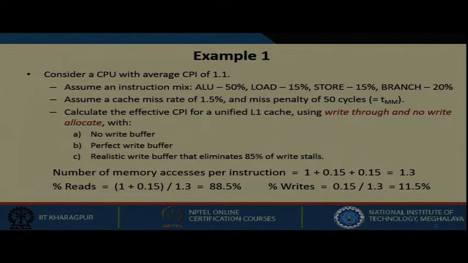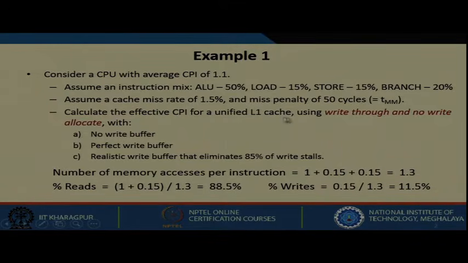So, let us consider a CPU with average CPI 1.1. Let us assume an instruction mix with ALU having 50%, load 15%, store 15%, branch 20%, and assume that the cache miss rate is 1.5% and the miss penalty, that means if there is a miss, the time required to bring it from the next level, let us say main memory, is 50 cycles. We need to calculate the effective CPI for a unified L1 cache.